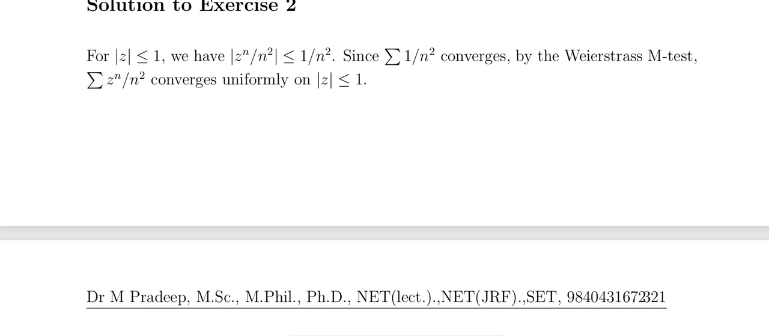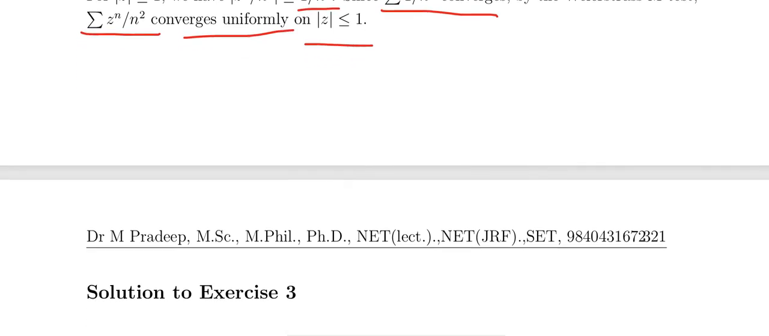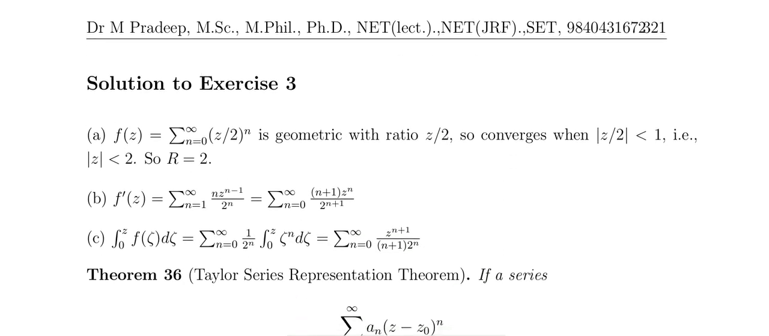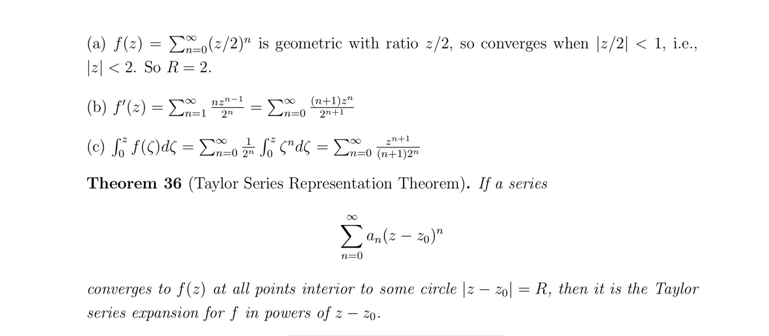So for mod z less than or equal to 1, z power n divided by n square is less than or equal to 1 by n square. Summation 1 by n square converges. By the Weierstrass test, the summation z power n divided by n square converges uniformly on mod z less than 1. In the same way, z by 2 power n is a geometric series, the ratio z by 2 converges when mod z by 2 is less than 1, that is mod z less than 2, the series converges, so the radius of convergence is 2.